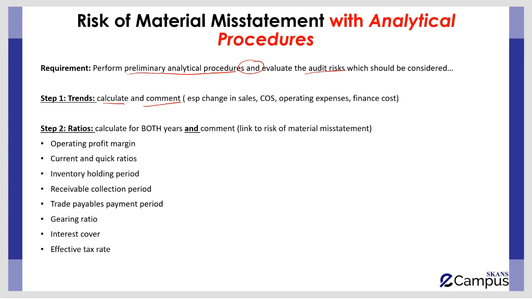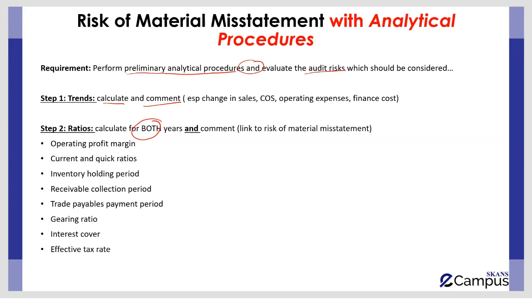I then want you to calculate and comment on ratios for both years. I keep saying calculate and comment because please remember, there are absolutely no marks for calculations in isolation. You will have to link them to risks. Otherwise, even if your calculations are correct, you'll get a big fat zero.